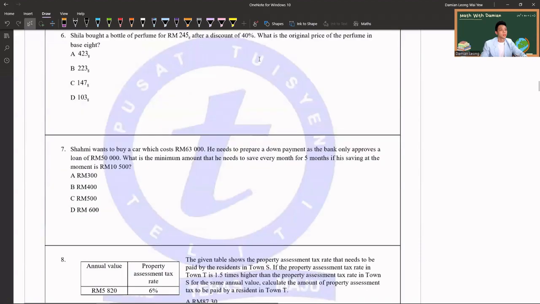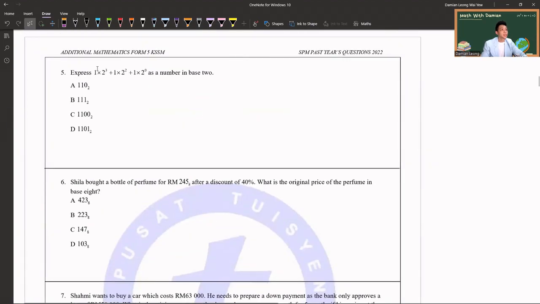Right. Then, question 5. Express this as a number in base 2. So this is the expanded notation form of your base 2 value. So we start with the highest power, 2 to the power of 3. That's one of it. So we put 1. After 2 to the power of 3 is 2 to the power of 2. There's also 1 of it. Okay, 1 times of it, so 1. After that is 2 to the power of 1. So there's no 2 to the power of 1 here. So I put 0. And the 2 to the power of 0, I have 1. So it's 1101 in base 2.